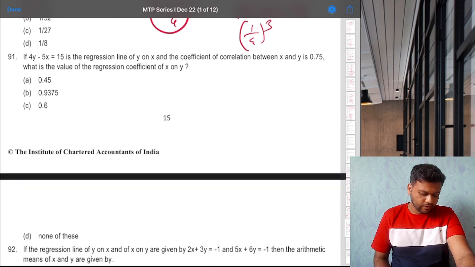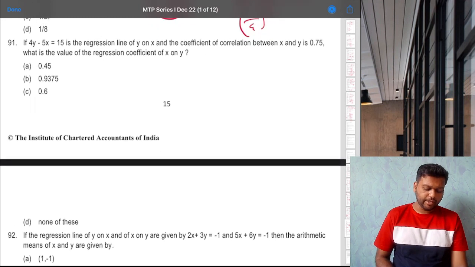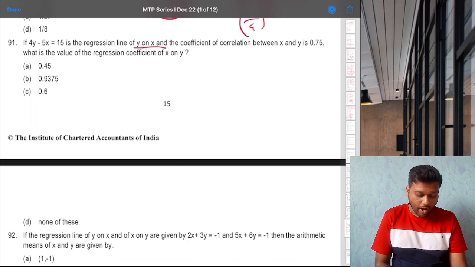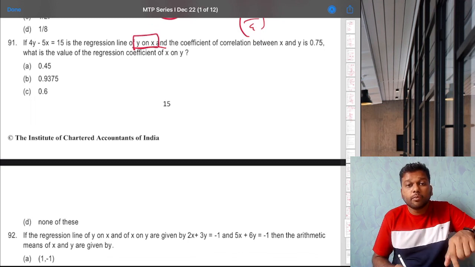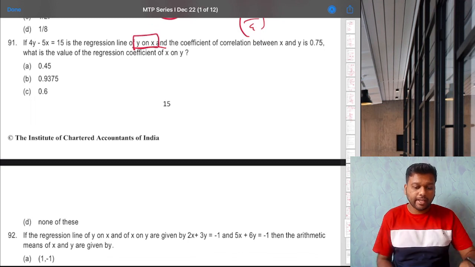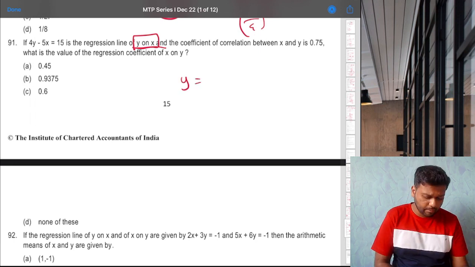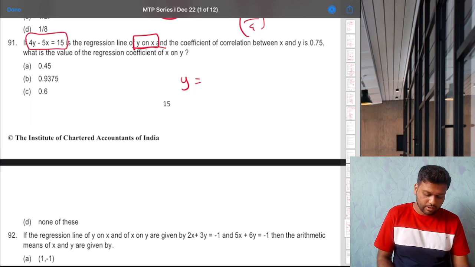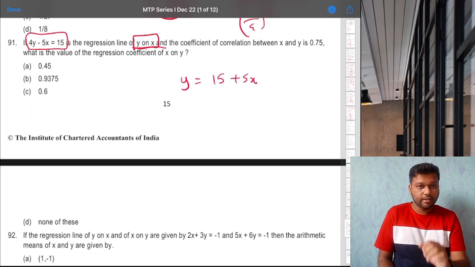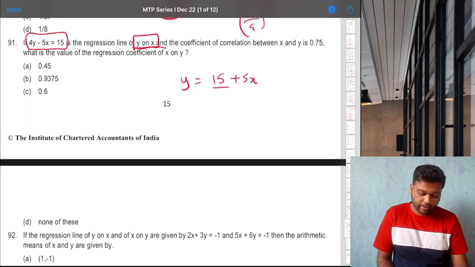Next, 91. If 4y minus 5x is 15 is the regression line of y on x, and coefficient of y on x, always remember, if the line is y on x, it should always be rearranged as y is equal to something. So before reading the further part, let's rearrange this. So y will be equal to what? 15 plus 5x, right? And that 4 will go into denominator, so divided by 4.